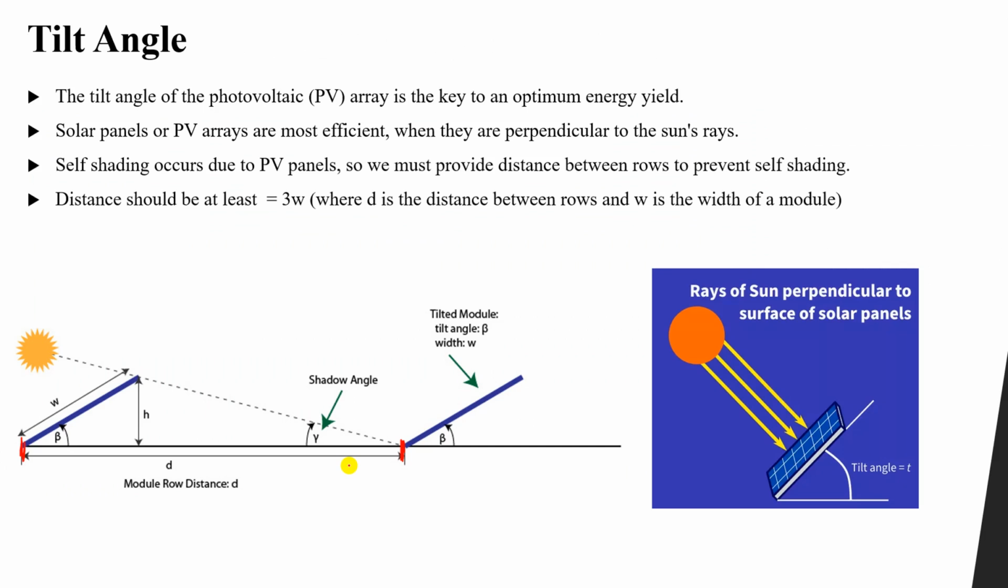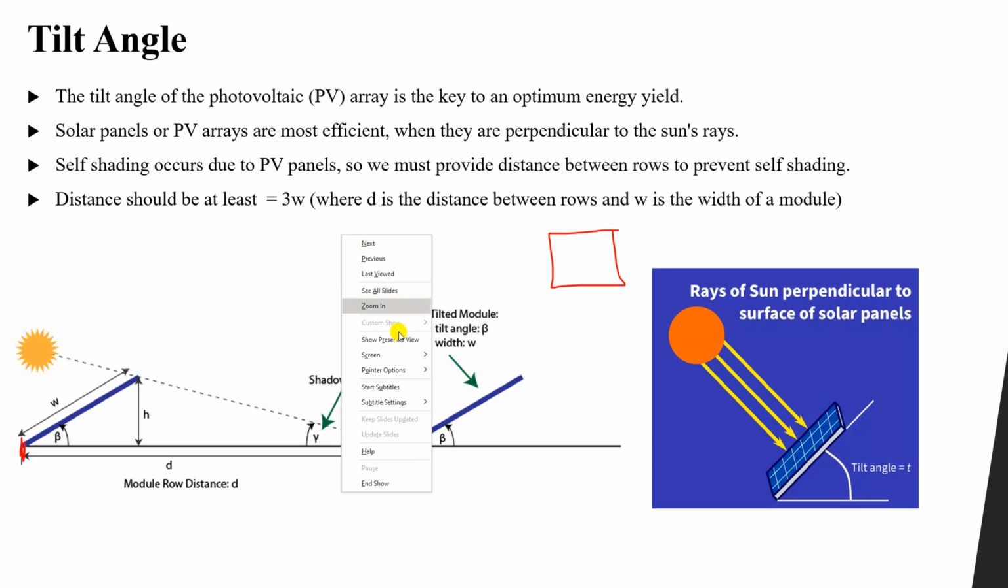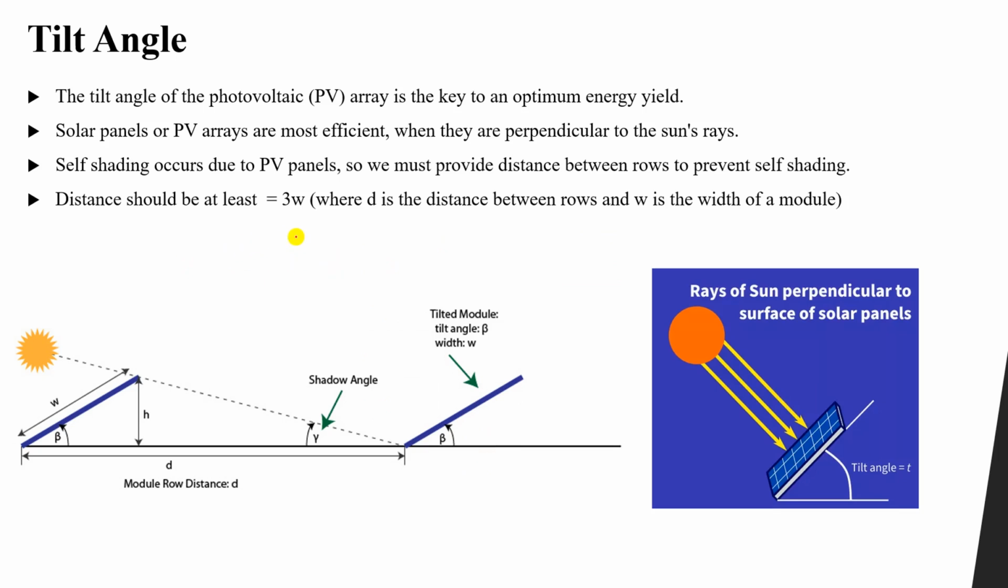So what is the distance required? The distance should be at least 3 times the width of the panel. You know that any panel is like this, installed like this, with a width of the panel. You can see that this panel has a width called W. So between each row, we will add a distance D, which is equal to 3 times the width.